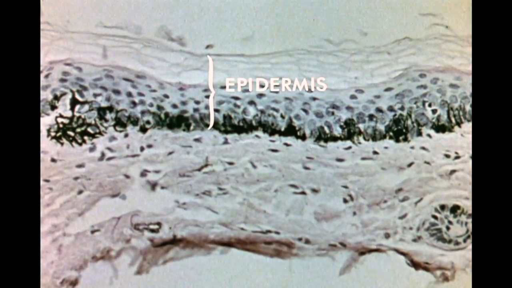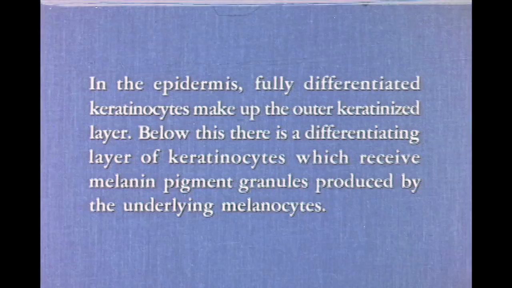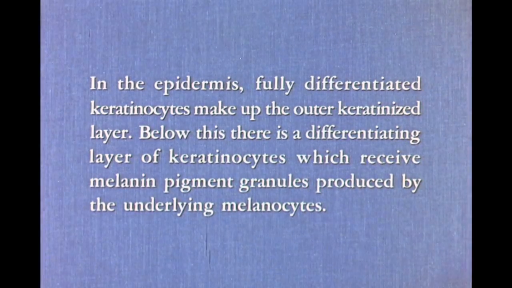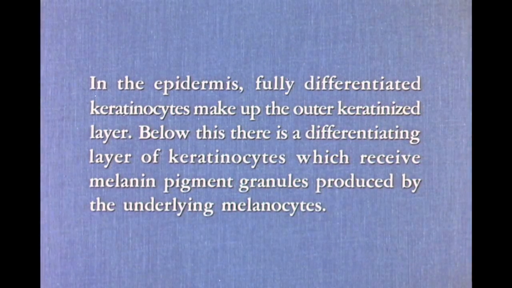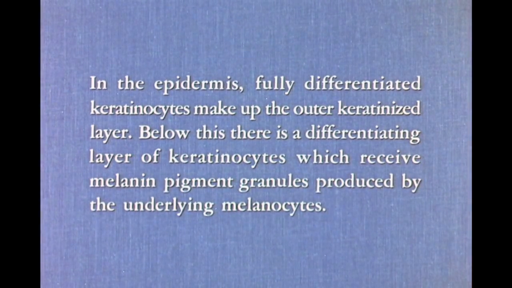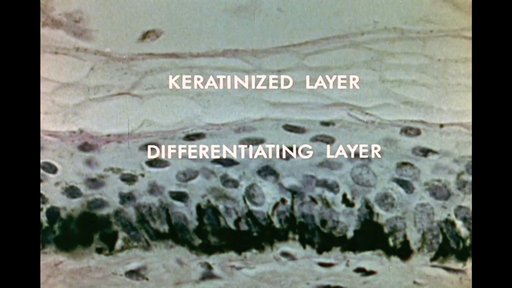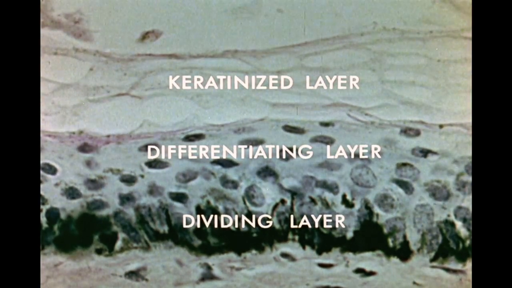Mammalian skin consists of a superficial epidermis and an underlying dermis. In the epidermis, dead keratinocytes make up the outer layer. Immediately below them are differentiating keratinocytes, which arise from actively dividing stem cells that lie closest to the dermis. Other cells, the melanocytes, are found among the dividing keratinocytes. These cells manufacture granules of the pigment melanin and transfer them to the keratinocytes.